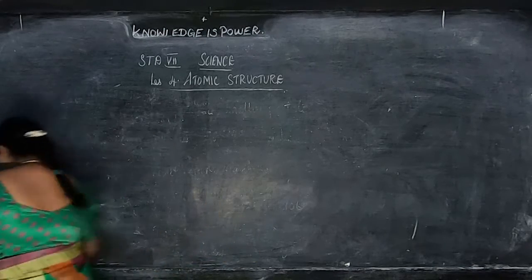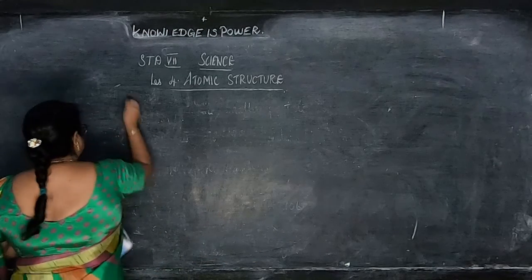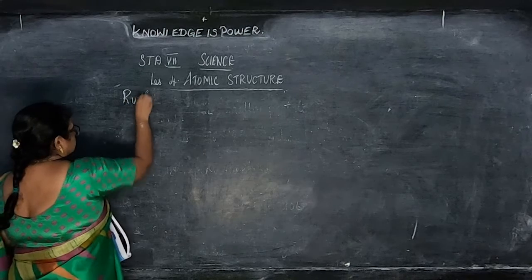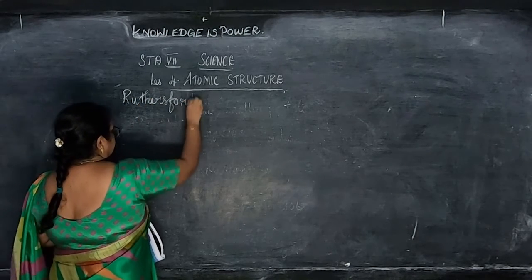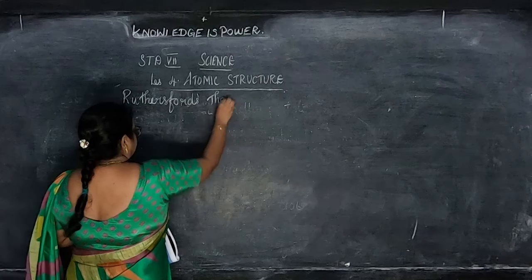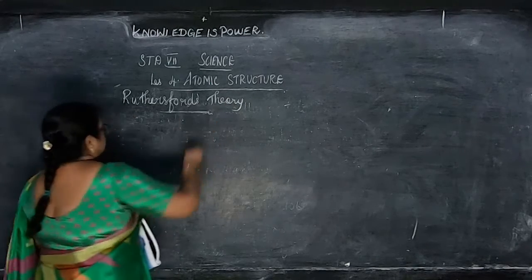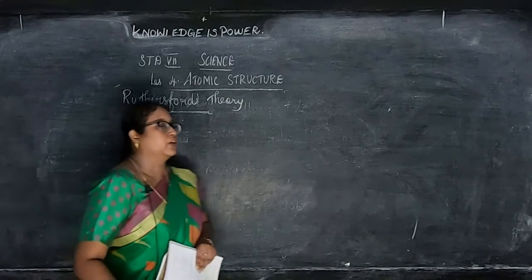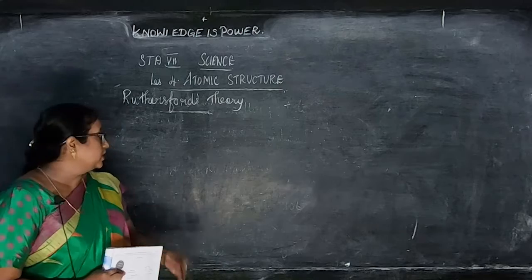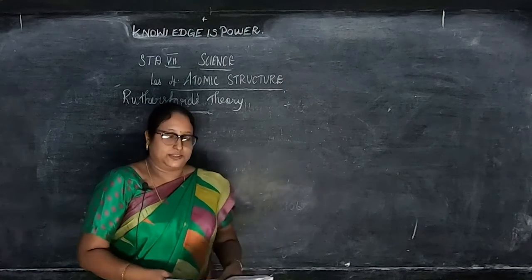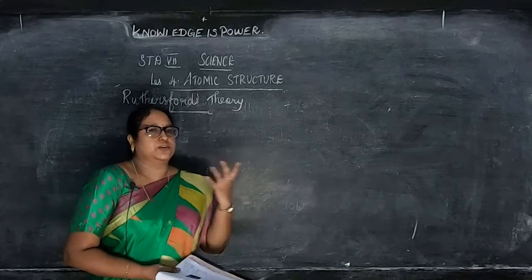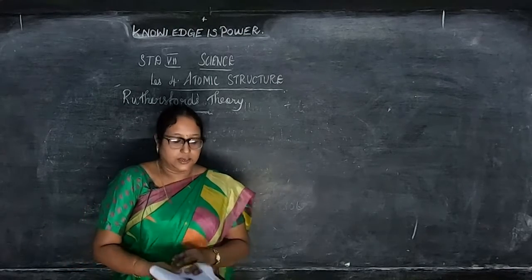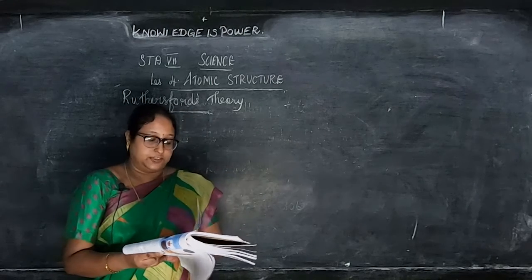So these two we saw. Now we are going to go to Rutherford's theory. So it's the third one. First we saw Dalton's atomic model. Next we saw Thomson's model. Now we are going to see Rutherford's theory. There was a shortcoming in Thomson's theory, so it did not show any result. So now we are going to go to Rutherford's theory.